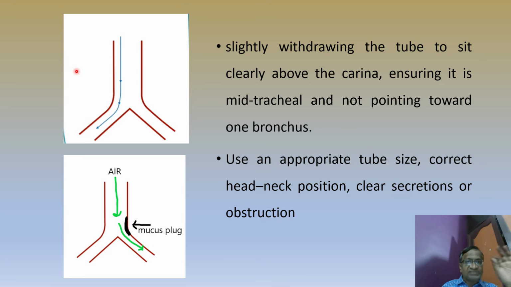Or sometimes there is a small mucus plug here. The air comes and the mucus plug just redirects the major flow in this direction. So you may get decreased ventilation even though your cuff is proper and your endotracheal tube is proper. This is because of the Coanda effect caused by a small mucus plug just above the carina in the trachea.